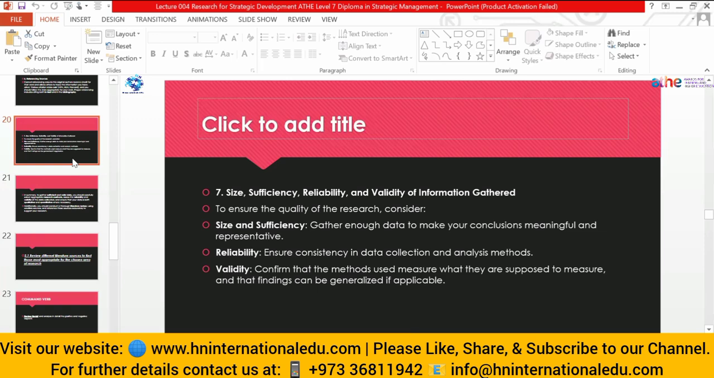Reliability ensures the consistency of the data collection and analysis methods. That is, it should be reliable. And the validity aspect confirms that the methods used measure what they are supposed to measure, and that findings can be generalized if applicable. It depends on the type of research.